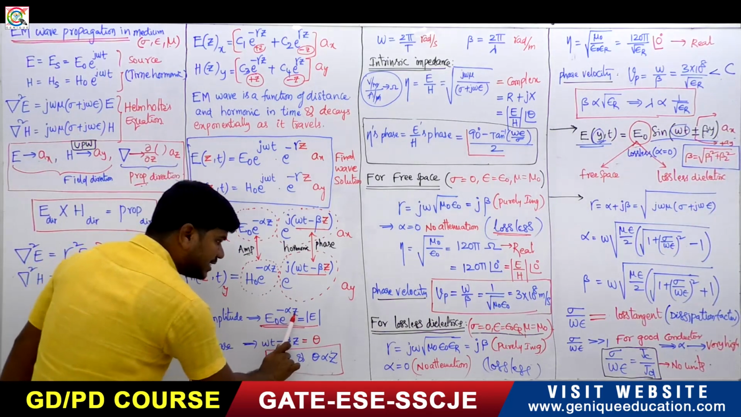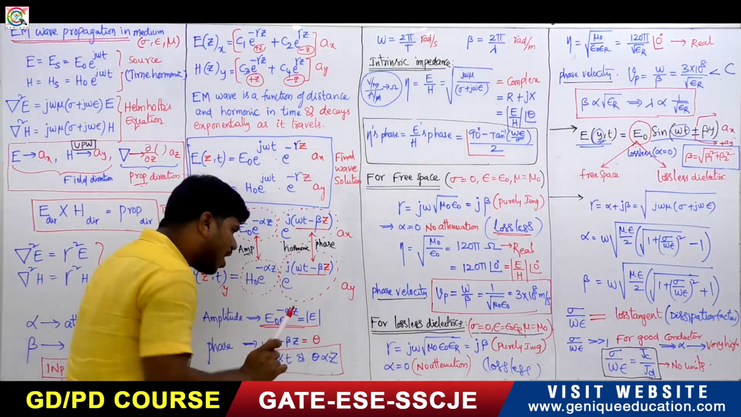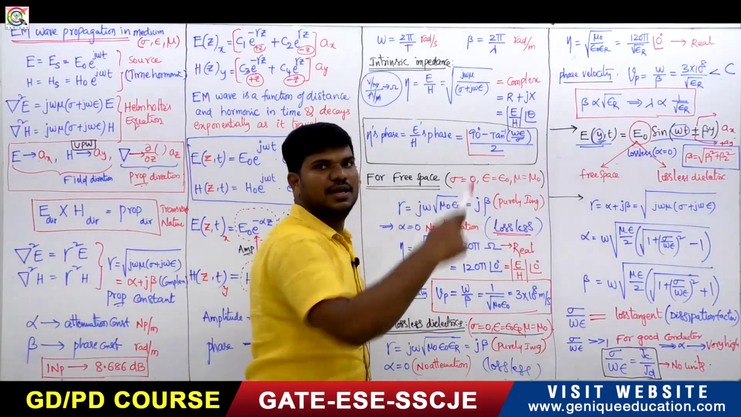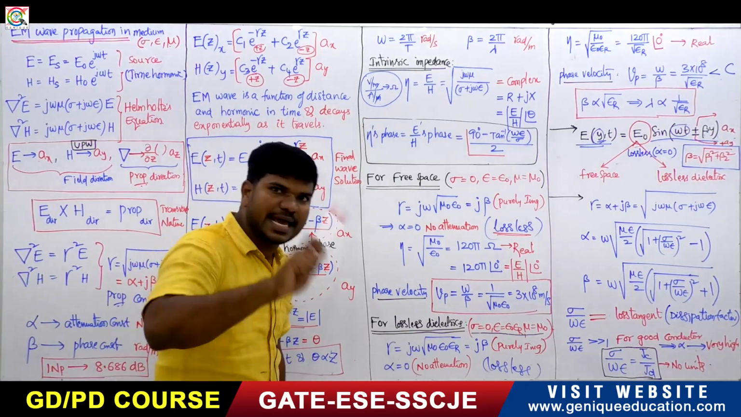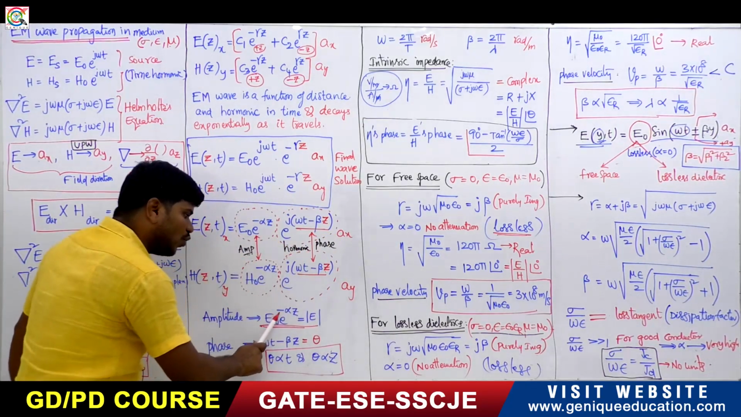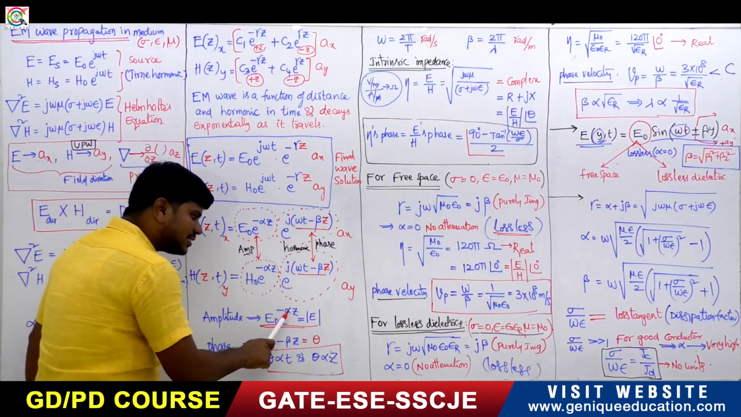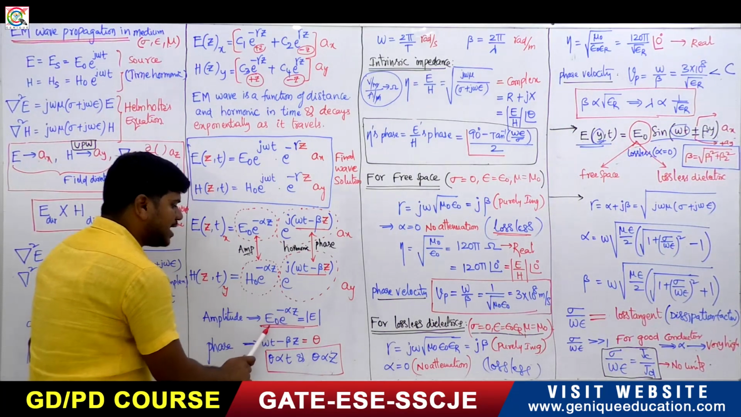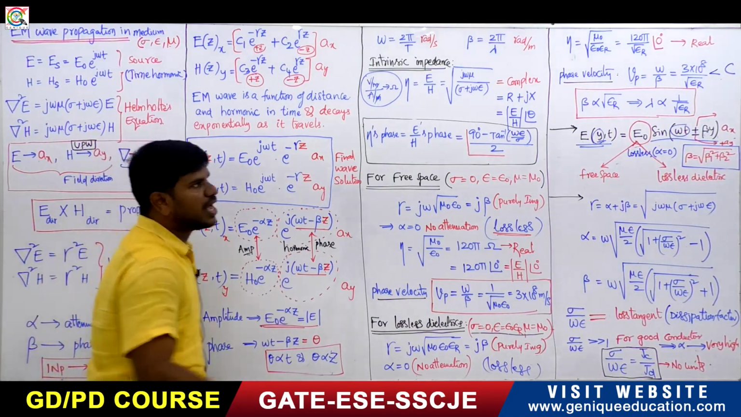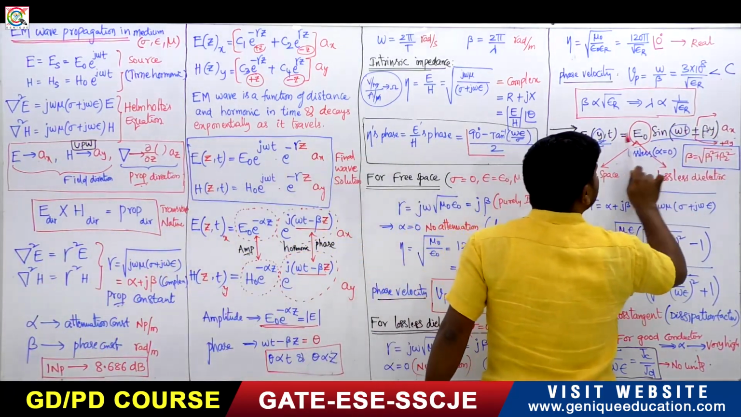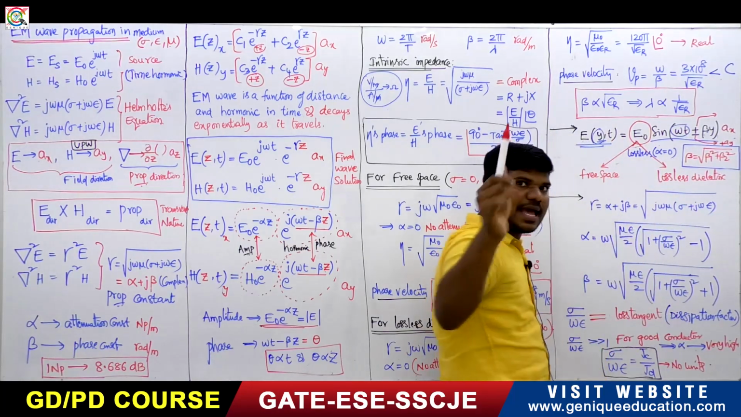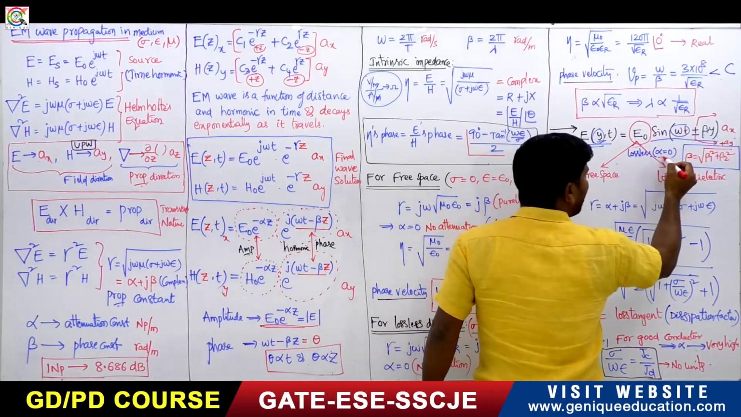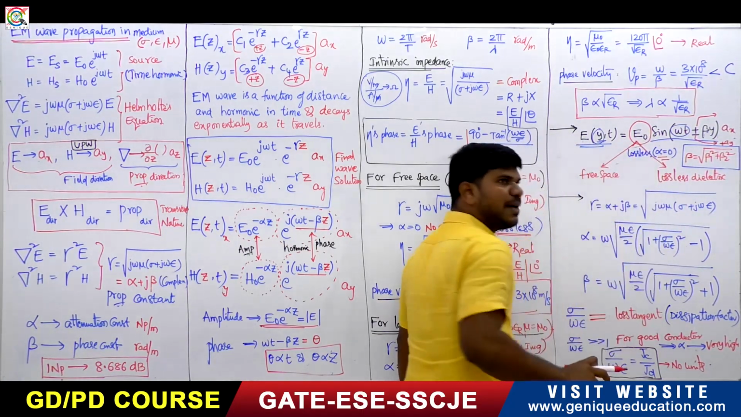Either Z is 0 or alpha is 0. Z cannot be 0 because the wave has to travel in the direction of space. So Z cannot be 0, but only one case is possible. What is that? Alpha is 0. If alpha is 0 only, then E naught will exist. Because observe this, here Y cannot be 0. Only one case is possible, when alpha is 0. So when alpha is 0, only then you will get the constant amplitude.